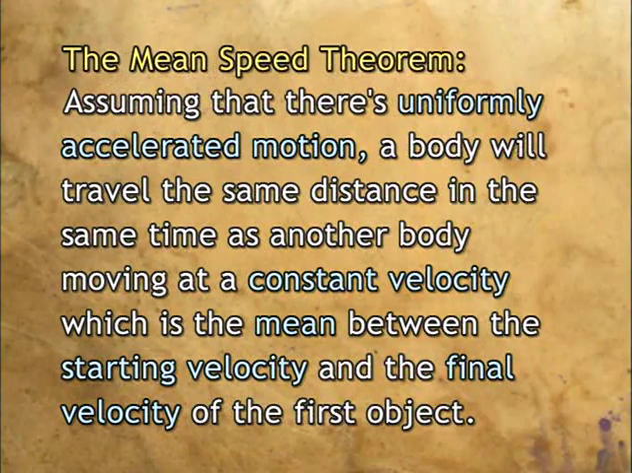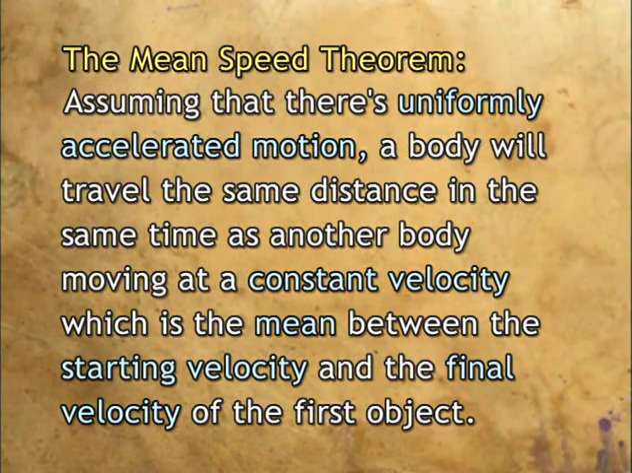The mean speed theorem goes something like this. Assuming that there's uniformly accelerated motion, a body going from 0 to 60 miles an hour or something, and it's accelerating uniformly, a body will travel the same distance in the same time as another body moving at a constant velocity, which is the mean between the starting velocity and the final velocity of the first object.